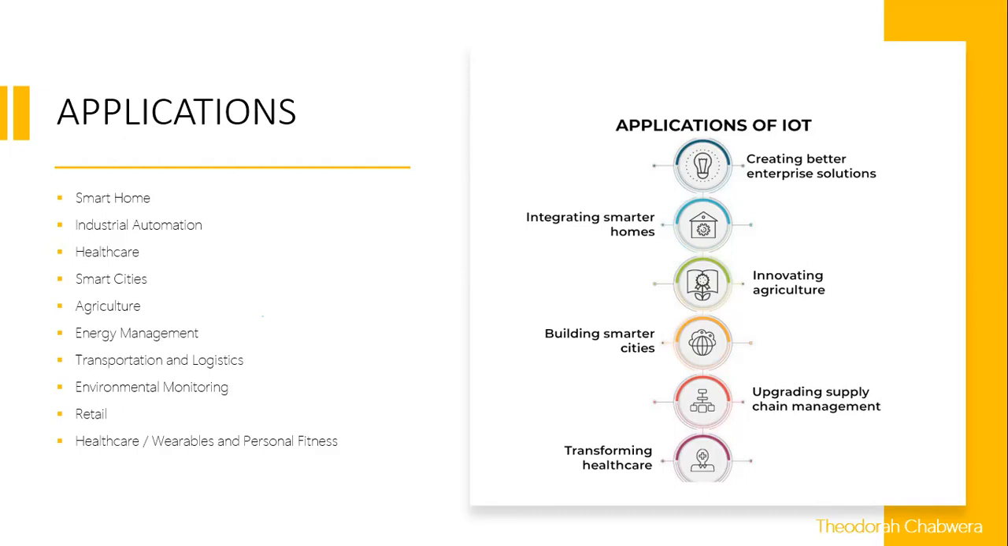Another thing is industrial automation. The Internet of Things has enabled smart factories and automation of the production process. They can track the inventory of a business or an industry whilst improving the quality control of the industry.